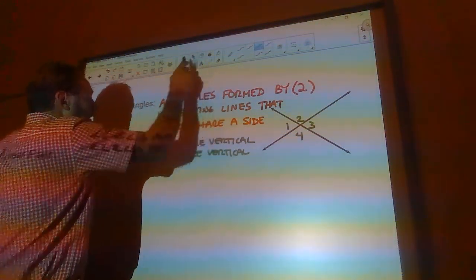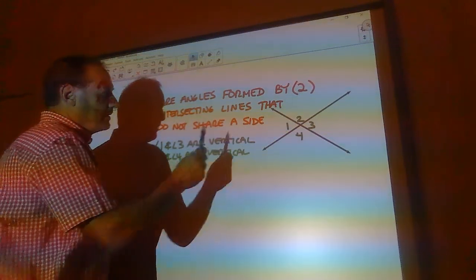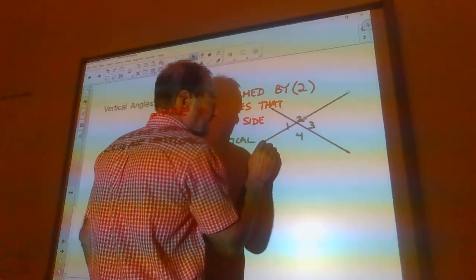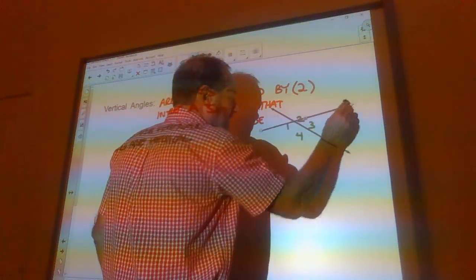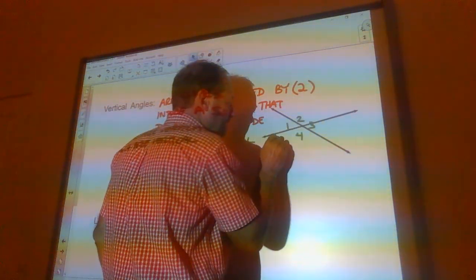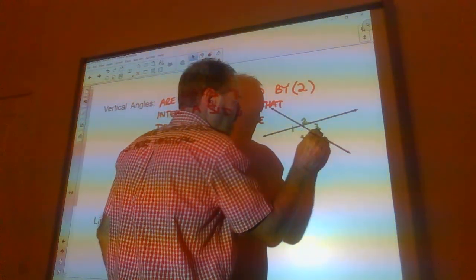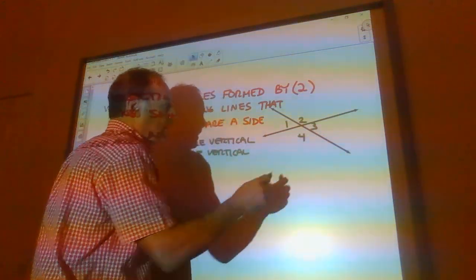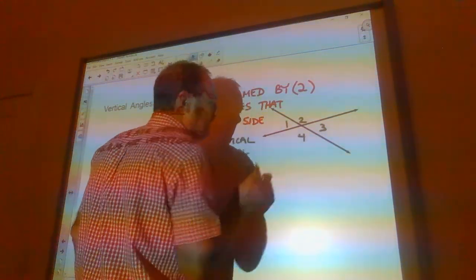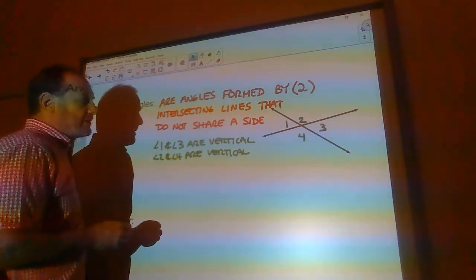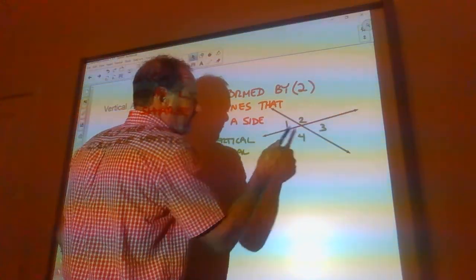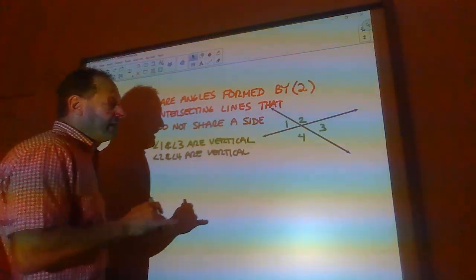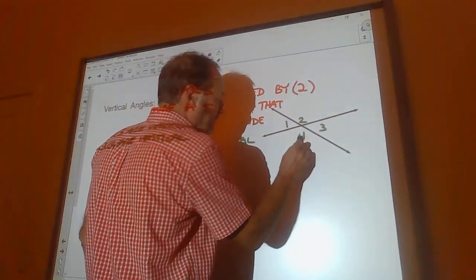Now, if you look here, and you look really carefully, let's kind of exaggerate this a little bit. If I take this and I kind of do this like this. Okay. There we go. All right. That's a little better. Now that I've exaggerated a little bit, it's pretty obvious if you look at this that angle 1 and angle 3 are equal to each other, and angle 2 and angle 4 are also equal to each other.